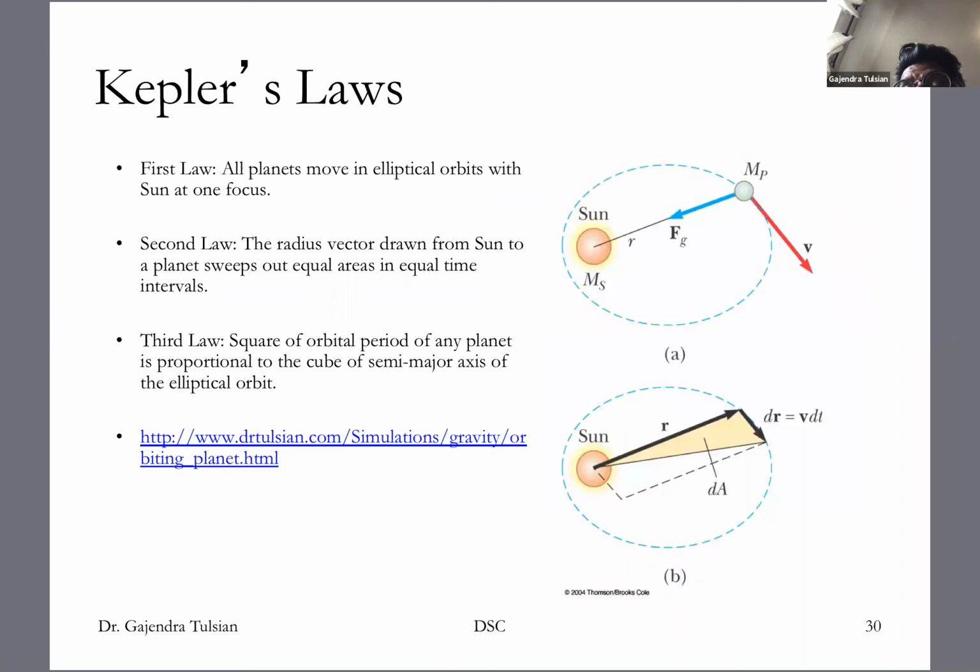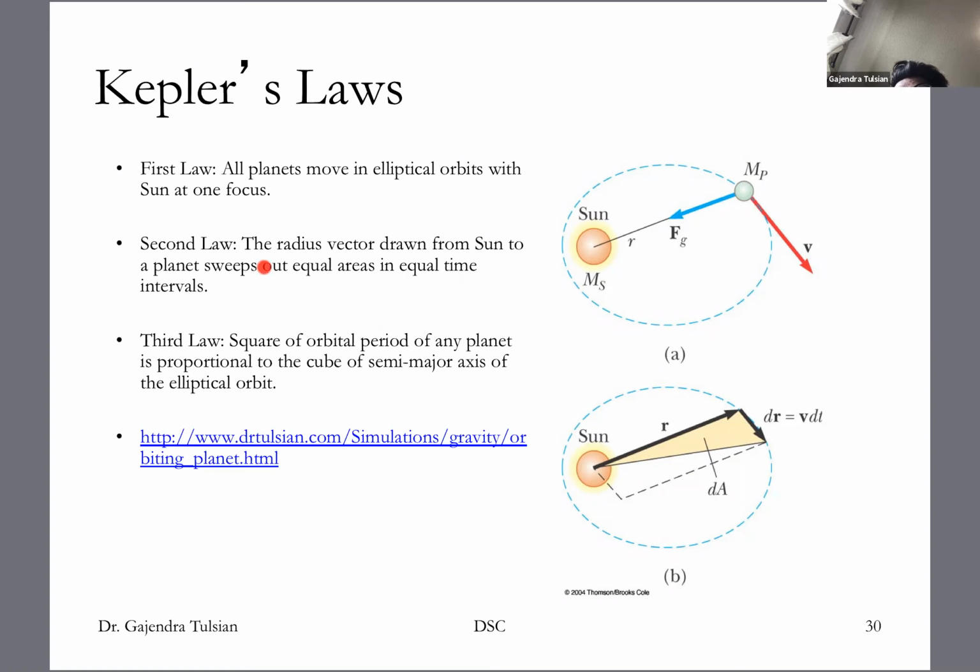So Kepler's laws we'll talk about. Mr. Kepler discovered his laws about 300 years ago, from some of the observational data that Tycho Brahe, his boss, had taken. What he surmised was all planets go in elliptical orbits with the sun at one of the focal points. All planets move in elliptical orbits.